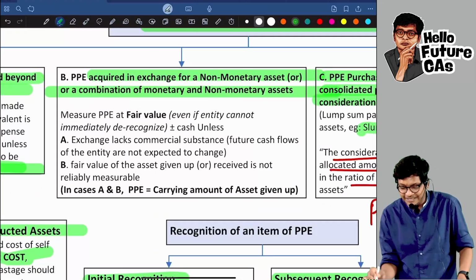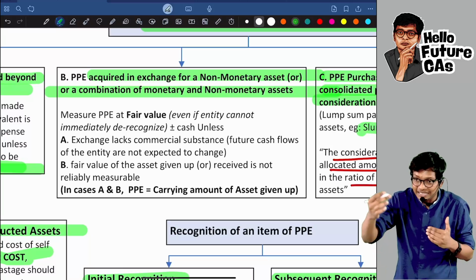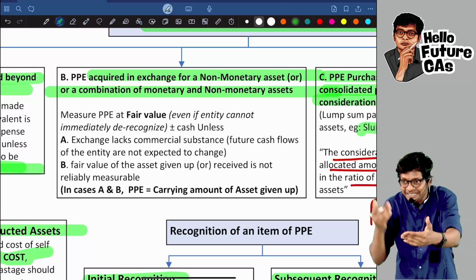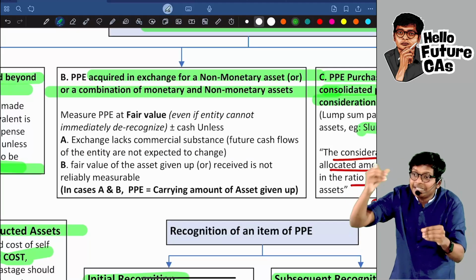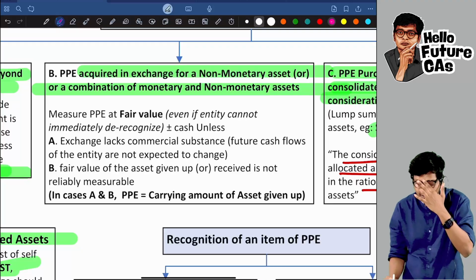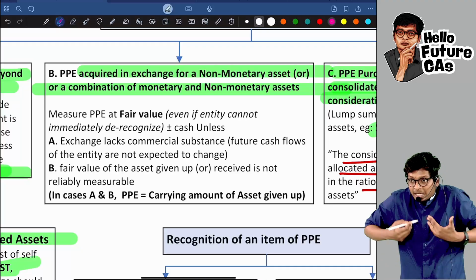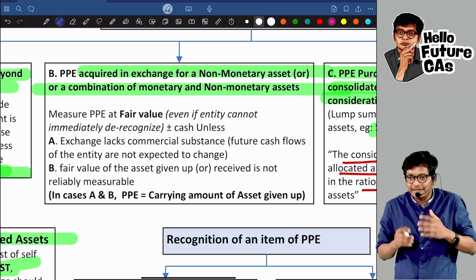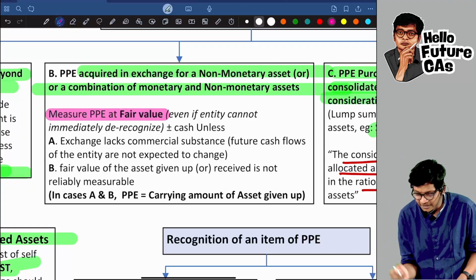Last one. Barter. This is basically barter, guys. I'm giving an asset and getting an asset. I'm giving one car, getting another car. Giving old AC, getting new AC. I'm giving old AC along with cash and getting a new AC. Most people do that. Here they are saying very simple. They're asking, is it a genuine commercial transaction which has proper commercial substance? Then they are saying measure PPE at fair value.